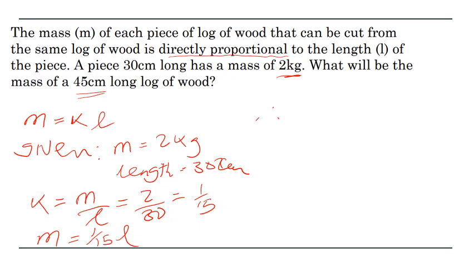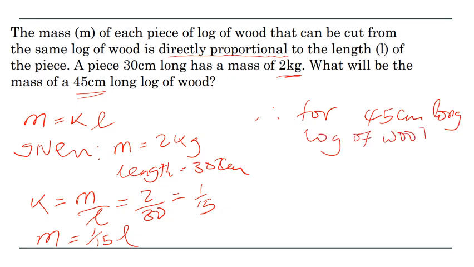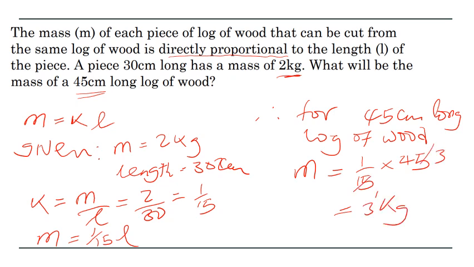Therefore, for the 45 centimeter long log of wood, the mass will be m equals 1 over 15, and this is L, 45. So 15 ones are 15, 15 threes are 45, which means 3 kgs. So that's your mass for a 45 centimeter long log.